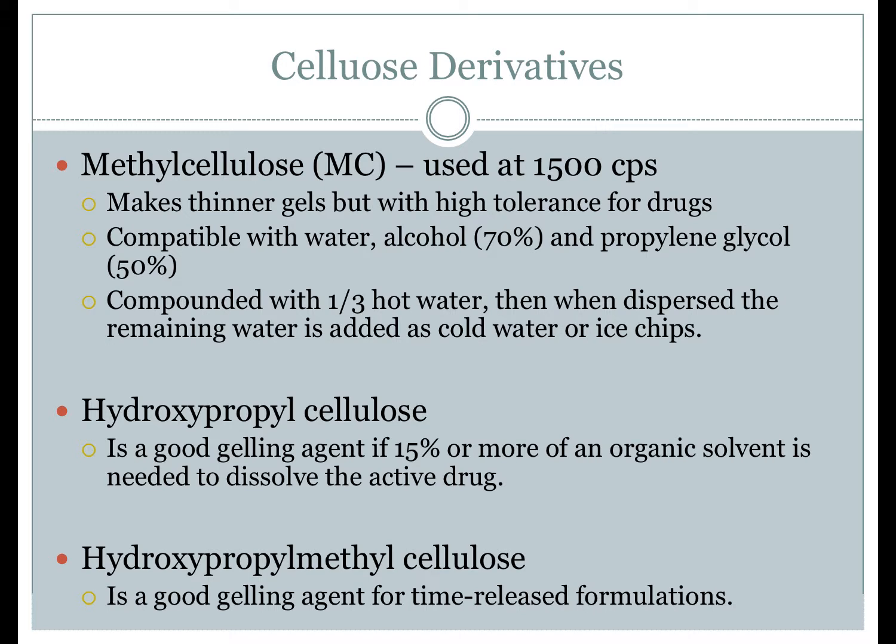A derivative of methylcellulose is hydroxypropylcellulose, which is a good alternative to methylcellulose if a 15% or more organic solvent is needed to dissolve the active drug. So, hydroxypropylcellulose is an alternative that can be used if you have a high degree of hydrocarbon organic base that needs to be incorporated. Another example would be hydroxypropyl methylcellulose, which has been used by some pharmacists for compounding time-released formulations.